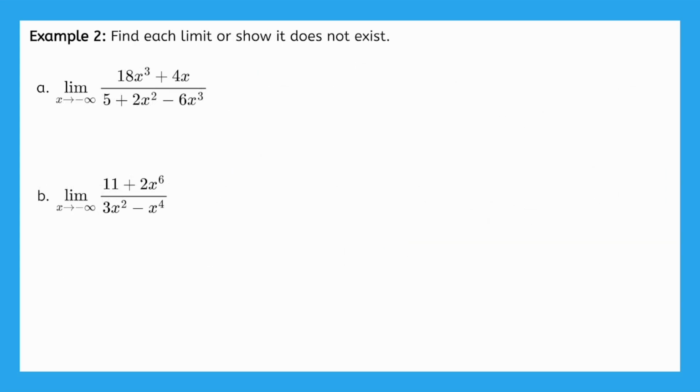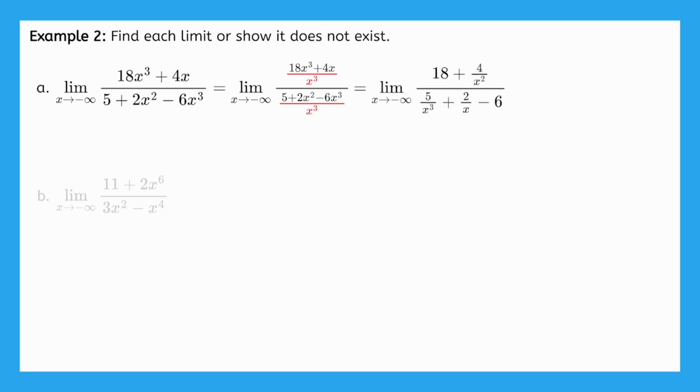Now let's look at these two limits at negative infinity. Evaluate these analytically on your own. Pause the video now. In the first limit, we divide numerator and denominator by x cubed and simplify the result. With limit laws, we can evaluate this limit by finding the limit of each separate term, since those limits all exist. We get 18 over negative 6, which is -3.